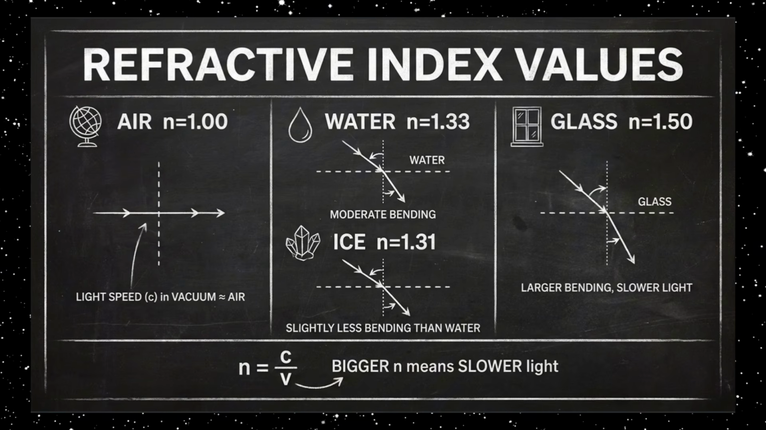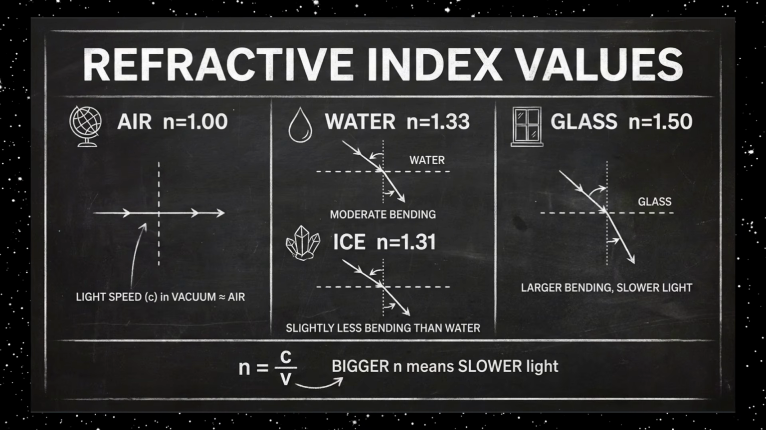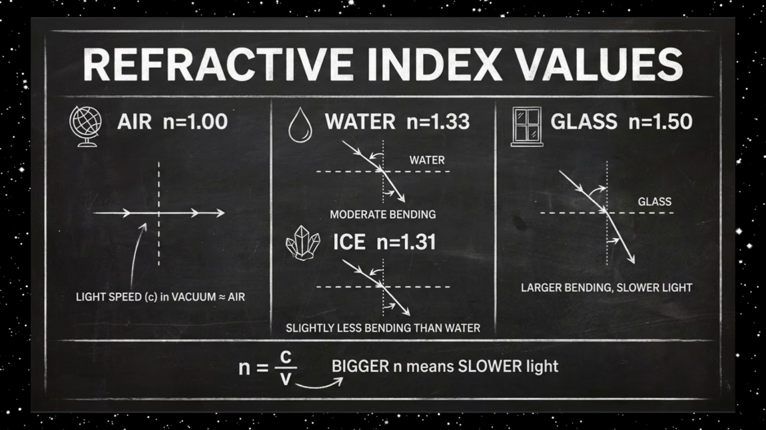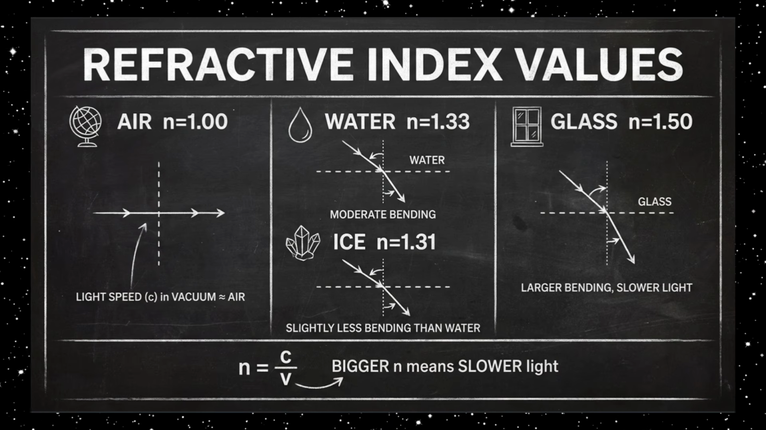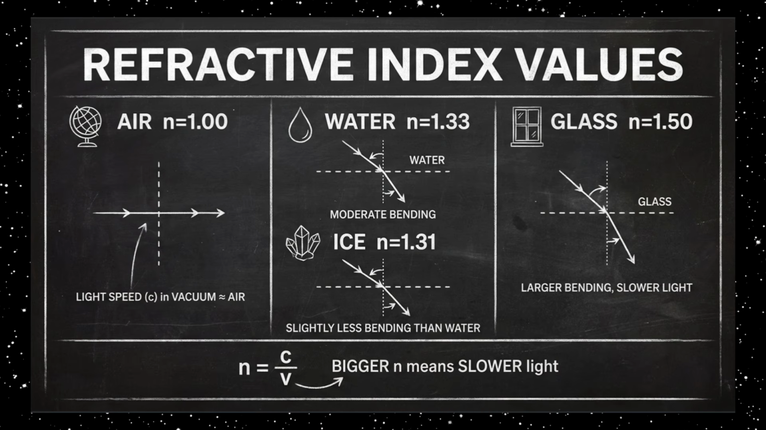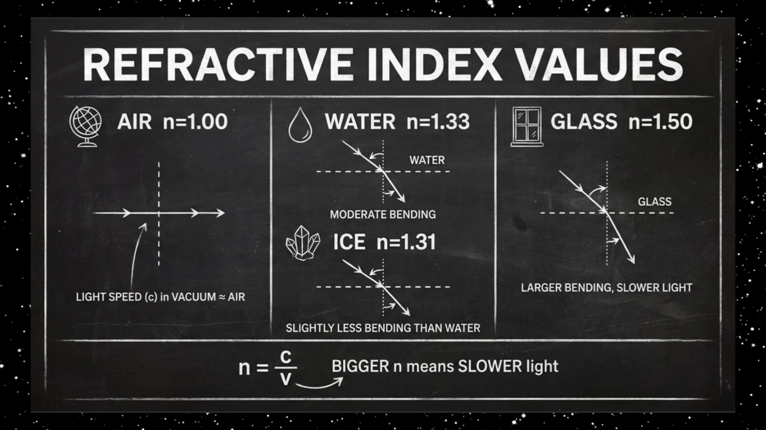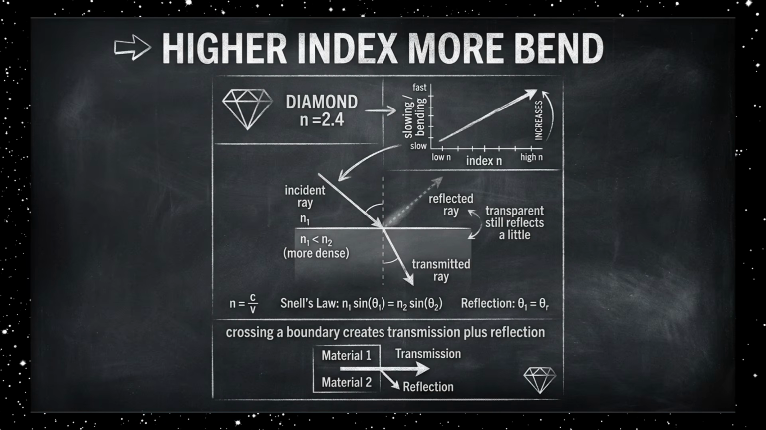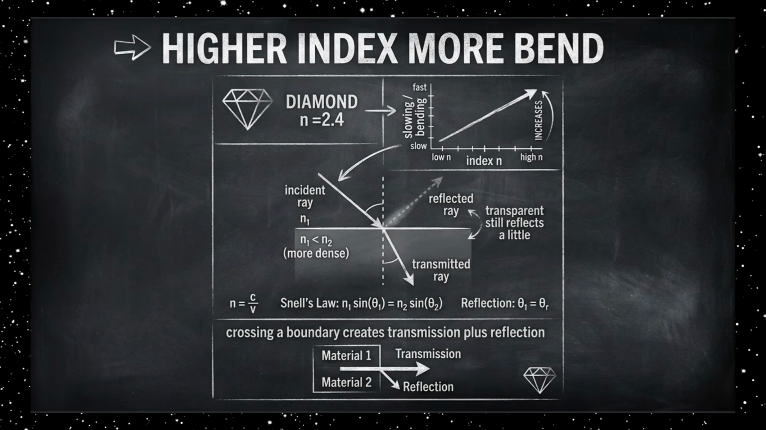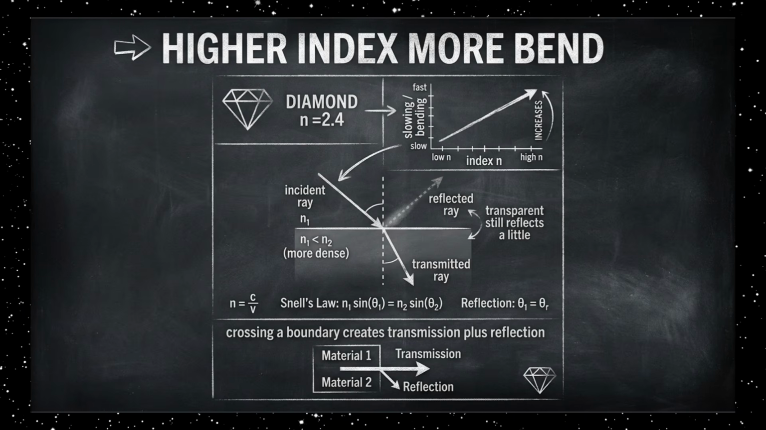We have a number we use to describe this slowing down, and it is called the refractive index. The refractive index of empty air is just 1. The refractive index of water is about 1.33. The refractive index of ice is about 1.31. Glass is around 1.5. Diamond is 2.4. The bigger the number, the more the light slows down, and the more it bends.